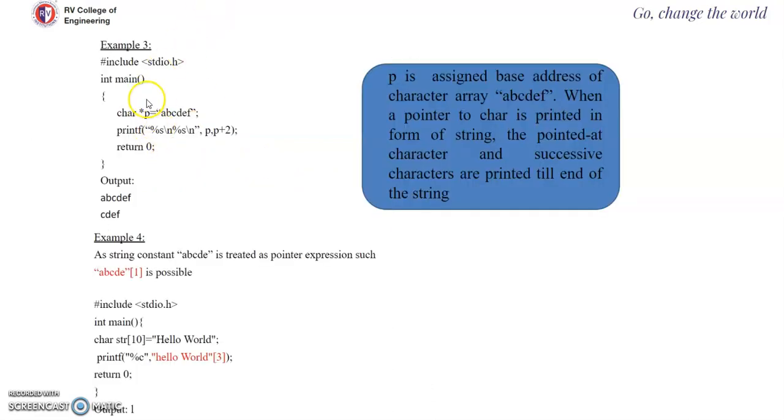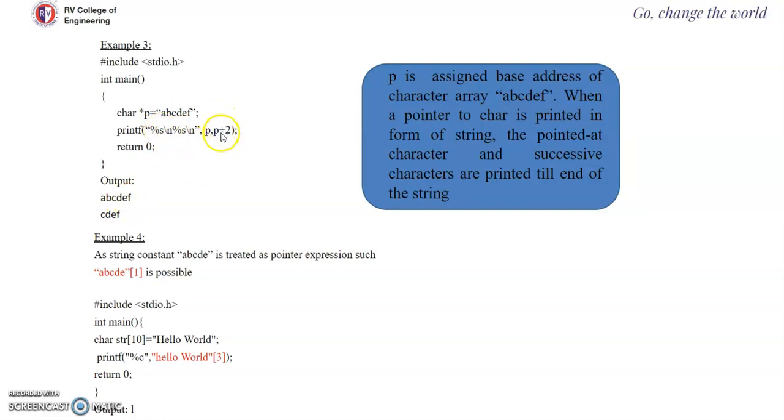Next example here is char star p, and it is pointing to the string a, b, c, d, e, f. So if I printf %s \n %s, p and p plus 2. What you can observe here is when you are passing p, it refers to the starting address of this character string. So you will be getting A, B, C, D, E, F. Until it is encountering a null, %s will be printing the characters.